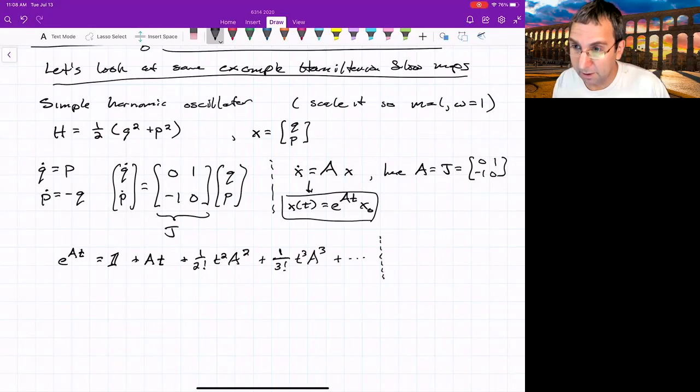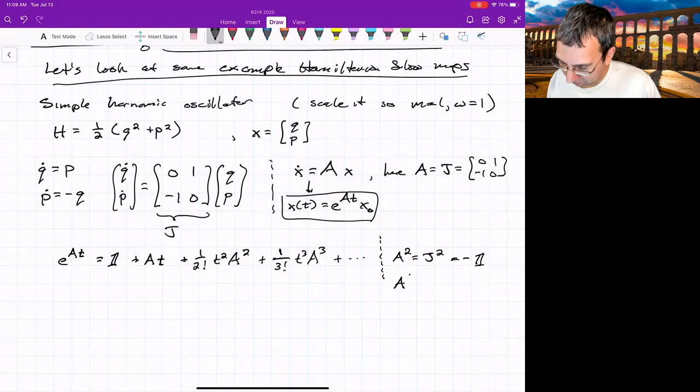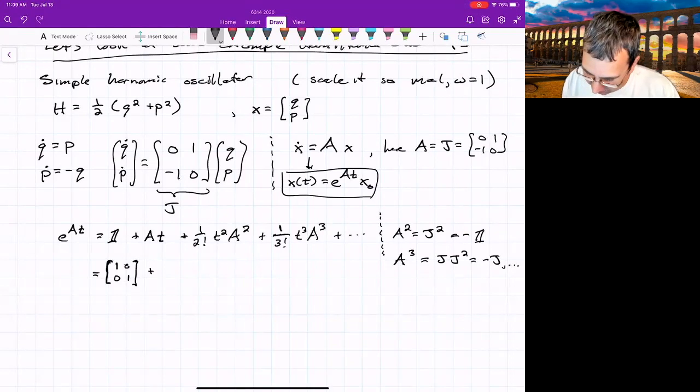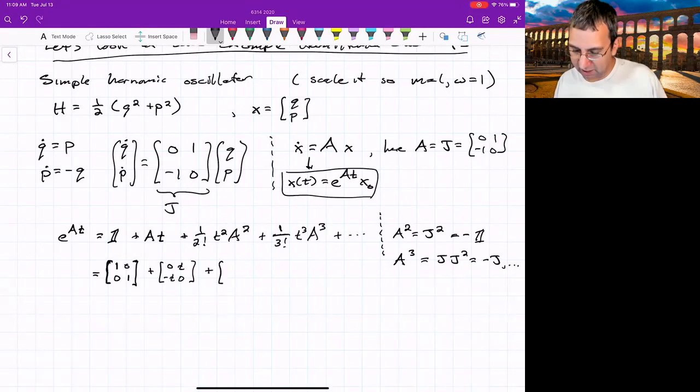But what do we know about A? Since A squared is J squared, this is negative the identity. And we could also work out what A to the third is. It's J times J squared, so it's negative J. And so it's looking like maybe we could group terms in a way that's going to make sense. So this is the identity matrix. And then what's this next one? A times t is J times t, so that'll be 0, t, negative t, 0. Then we've got this other thing, which will be negative the identity times 1/2 t squared. So negative 1/2 t squared, negative 1/2 t squared, and so on.